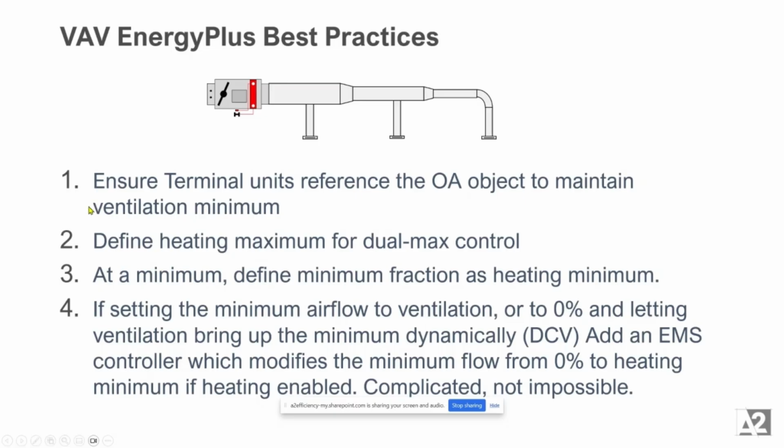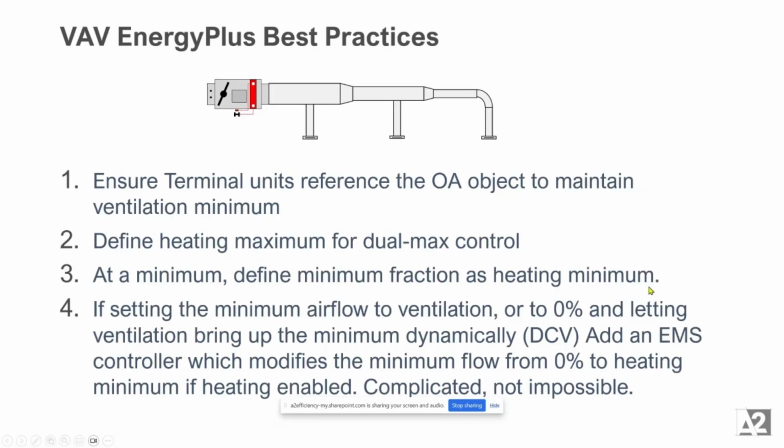basically, right, these are our recommendations. If you're going to model this in EnergyPlus, ensure you get that outside air object length. That's key. Get your heating maximum set, almost a no-brainer, dual maximum. And then at the minimum, if you're not going to go around this and add this EMS script, I would at least consider looking at what's that minimum flow we need to get enough airflow across the heating coil?